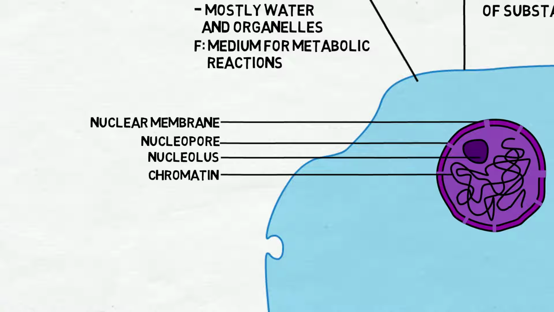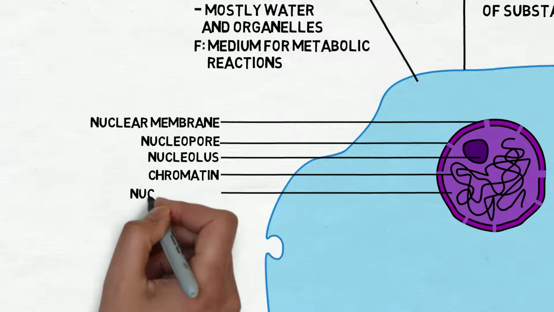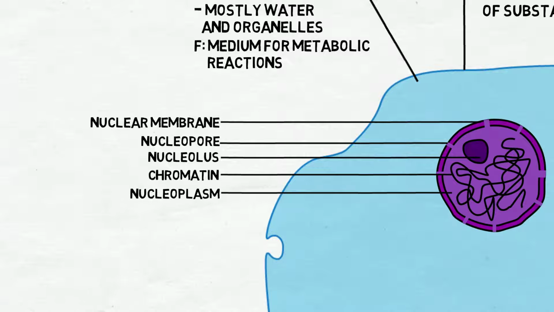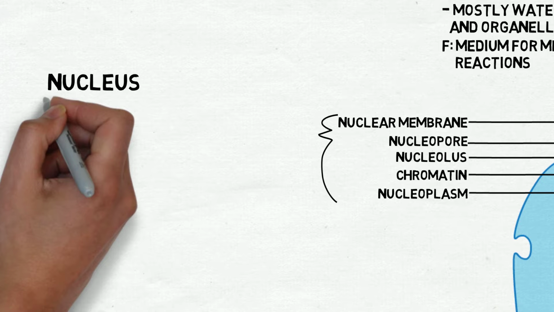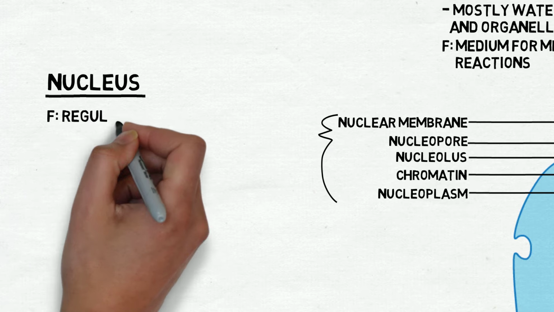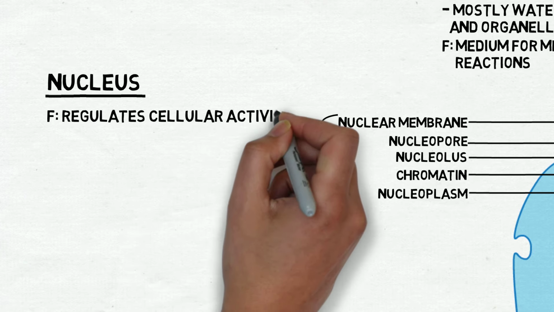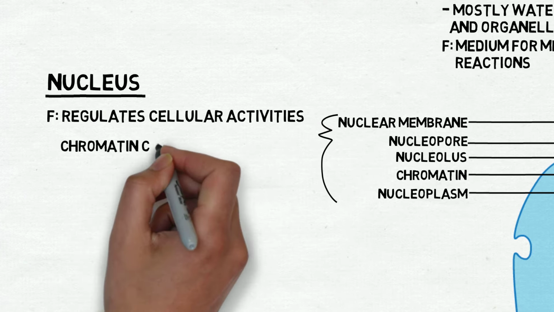Both the nucleolus and the chromatin network are suspended in a fluid called the nucleoplasm inside of the nucleus. So all of these parts of the nucleus work together to send and receive messages that regulate the activities inside of the cell. And the chromatin stores the hereditary information of the cell.